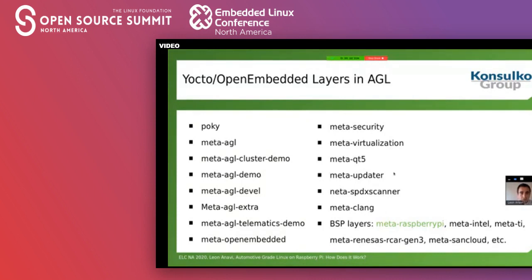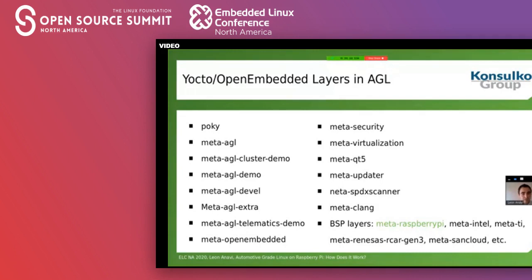Other layers worth mentioning, of course, are meta-openembedded, which provides a number of sub-layers, such as meta-oe, meta-python, and so on. If you are building another distribution with the Yocto Project and OpenEmbedded, most probably you end up using meta-openembedded too. It's probably the most popular collection of recipes in the Yocto and OpenEmbedded world.